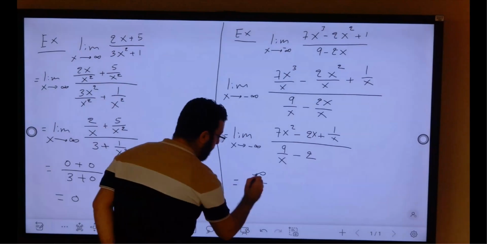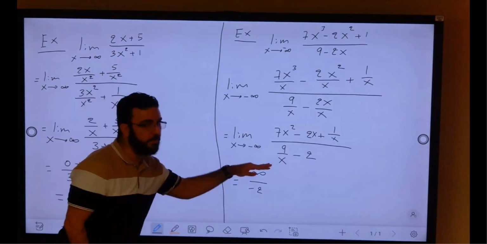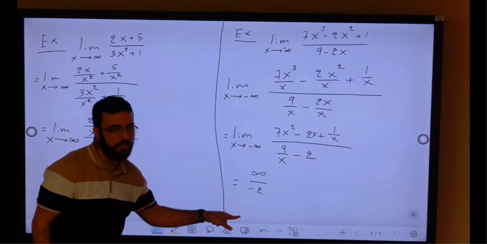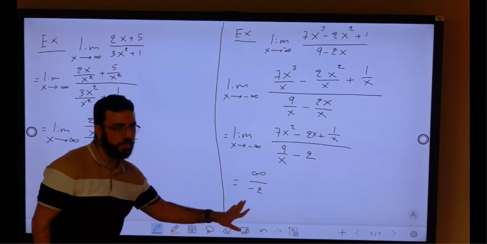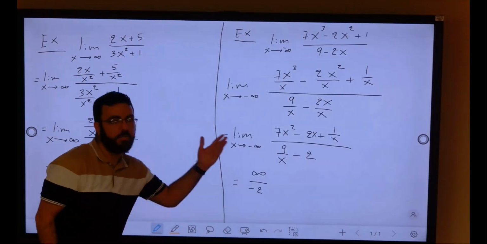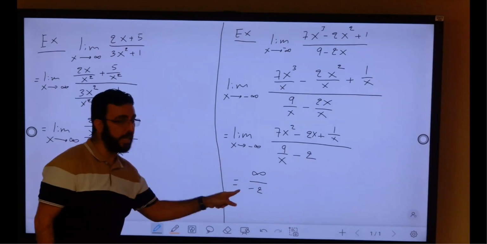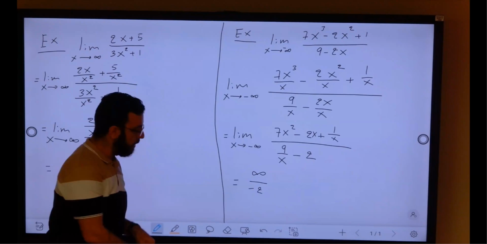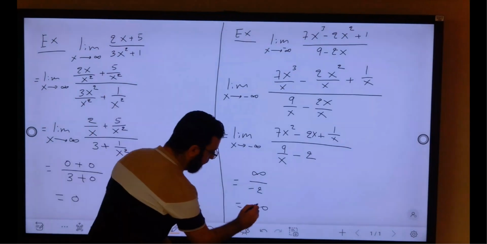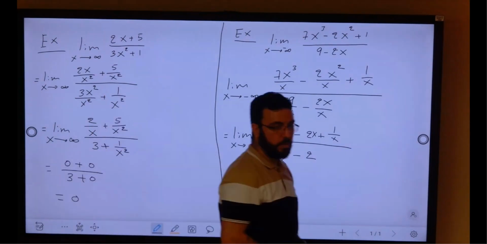Positive infinity. Now, positive infinity divided by a negative number. I'm not going to care about the number because it's infinity. Divided by 2 or by 5, it's still infinity. But the main thing is the sign. Positive divided by negative, so the result is going to be negative infinity. Okay?